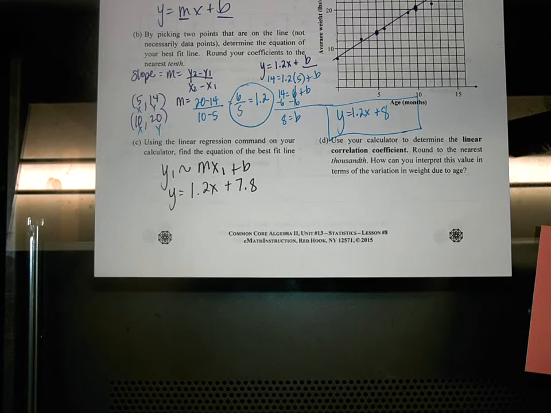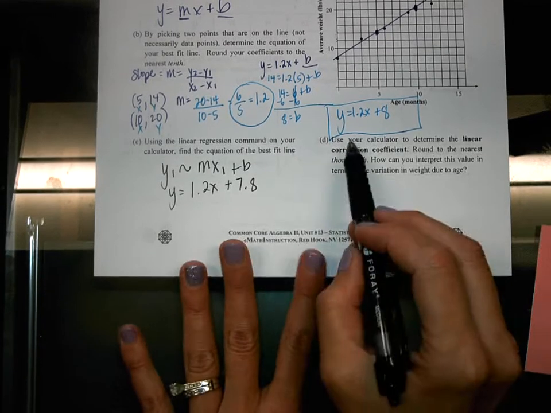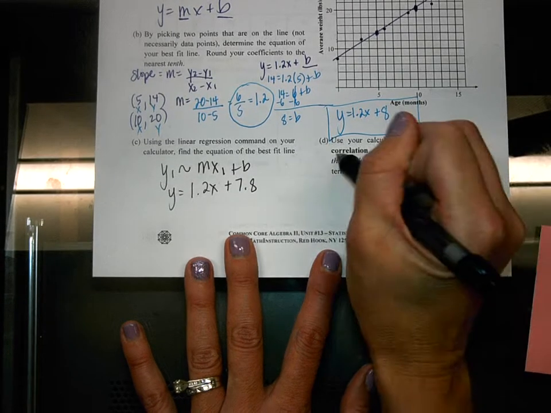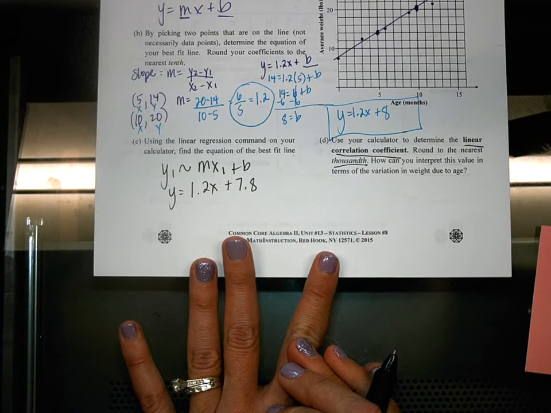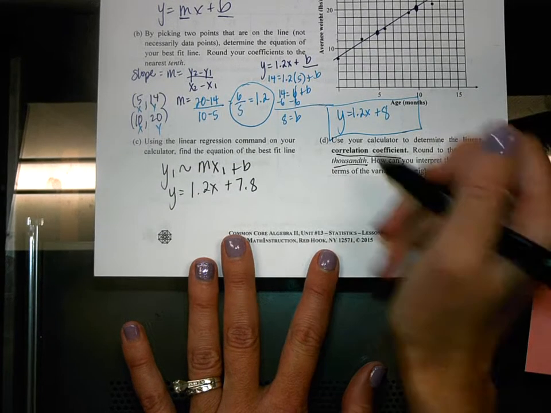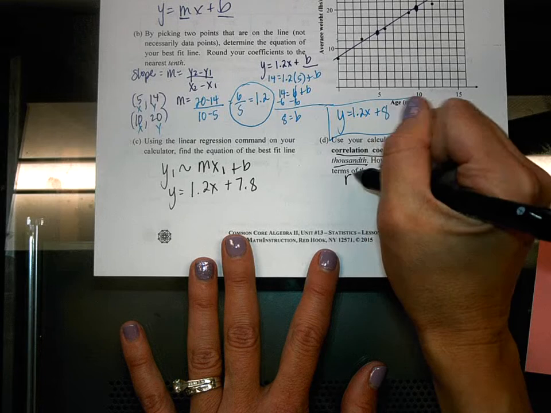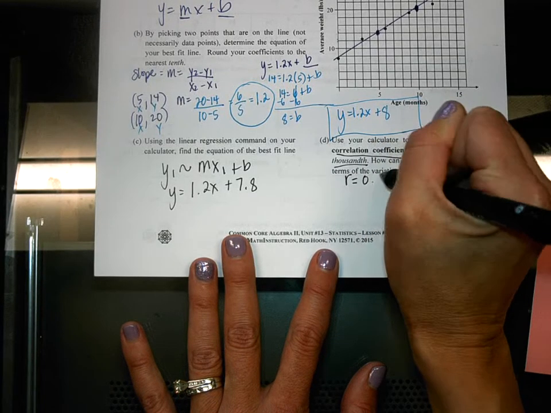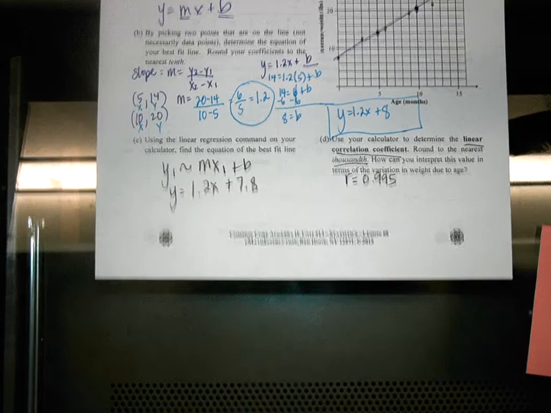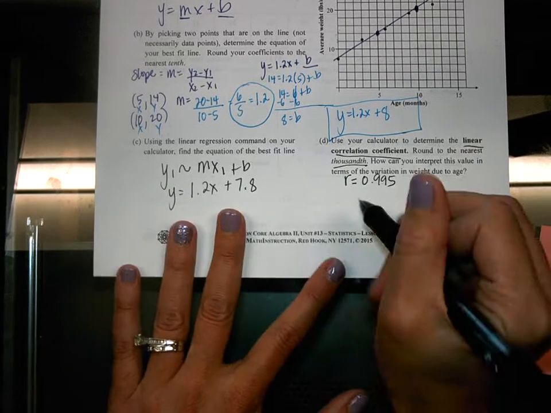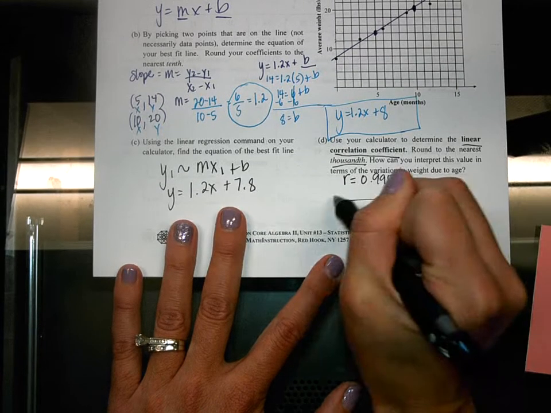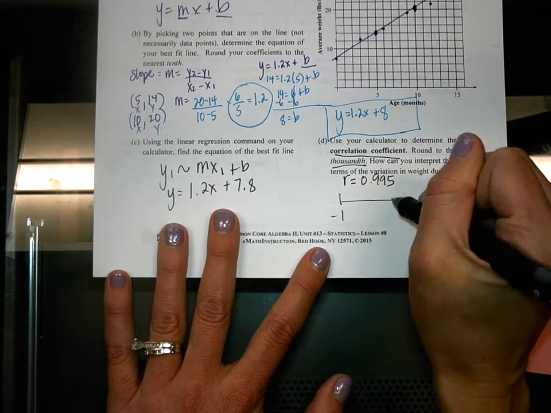Now, it's pretty good. It says use your calculator to determine the linear correlation coefficient. Round to the nearest thousandth. How can you interpret this value in terms of the variation in weight due to age? Okay. There is a value on there that says R. And to the nearest thousandth, 0.995 is your R value. This is talking about the linear correlation. Okay? Now, basically, in a linear correlation, we have a -1 to 0 to 1.